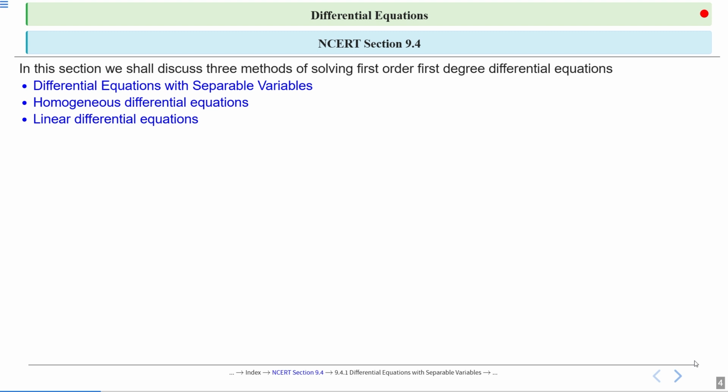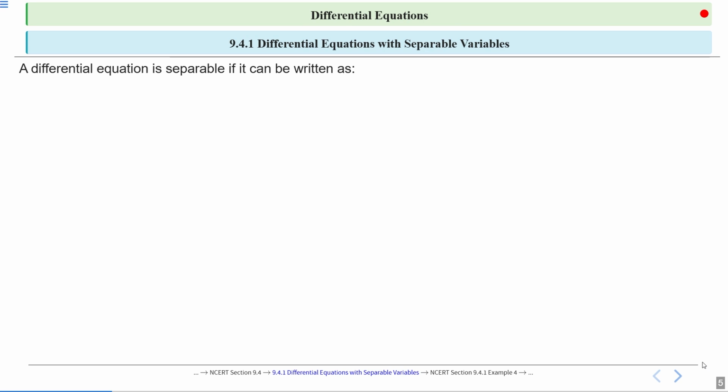So at first we see what is the method of separable variables. A differential equation is separable if it can be written as dy by dx is equal to g(x) into h(y). That is, let's suppose there is a differential equation dy by dx is equal to f(x,y). So the function f(x,y) is a function with variables x and y. There are 2 unknown variables x and y.